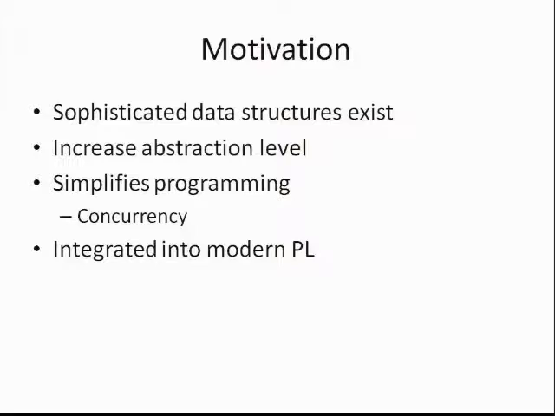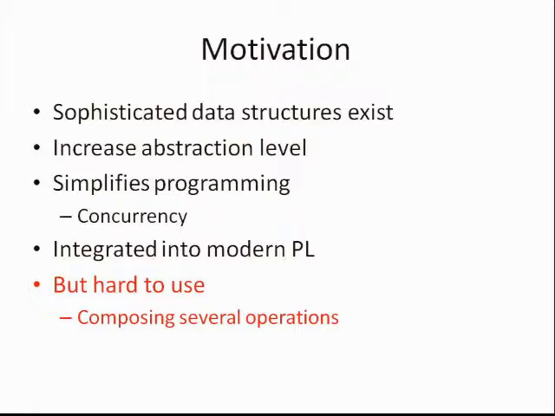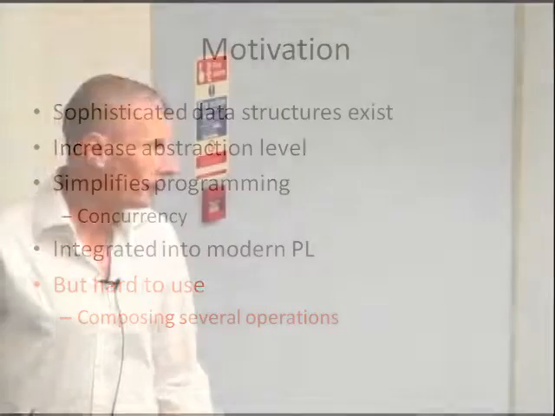We know there are many, many sophisticated data structures, and they are nice, like in Java and C Sharp. They all provide these very nice data structures, and they usually simplify programming and also increase the level of abstraction. The idea is that you want to hide things like locks in the data structure. So this is all nice, but it's not as nice as you think. When you try to use it, you see that it's very hard to use these data structures. My feeling is that this has to do with composition again, that it's very hard to compose them. I'm going to give you a few examples.